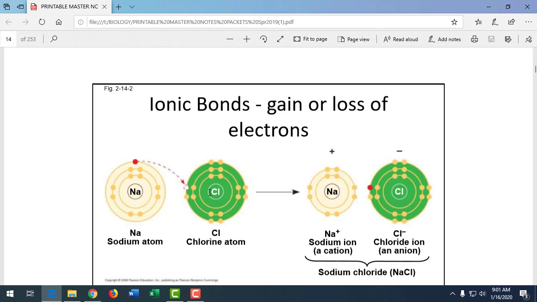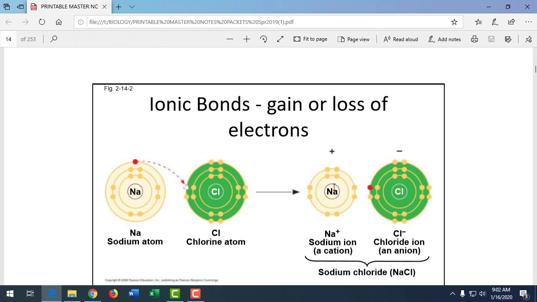Well, chlorine has a different situation. Its atomic number is what? You got 2 in the first, 8 in the second, 7 in the third, so that's 17, right? So it needs 1 more electron in that third energy level to get to 8. So if sodium gives up its electron completely to chlorine, both are happy, both are stable, and they form an ionic bond between these 2 atoms.